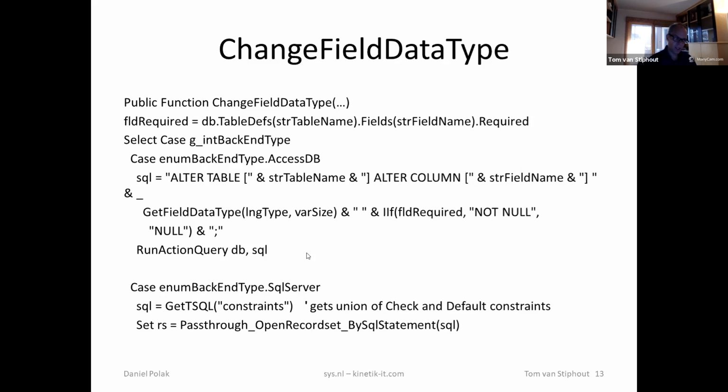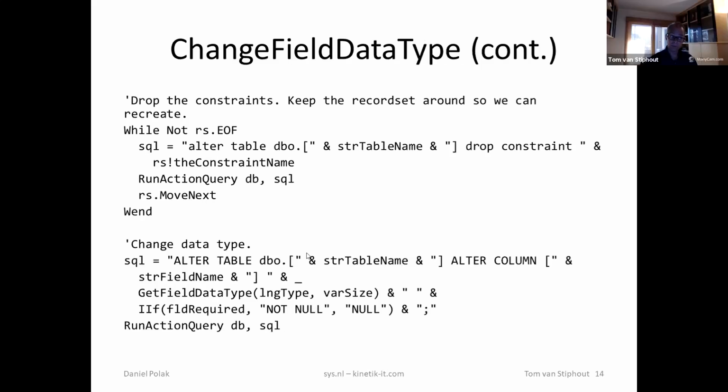So we get a SQL statement. This is kind of pseudo code. It's a fairly hefty union query that I'll show a little bit later. And then we run a pass-through query that gets us that set of constraints, they're called in SQL Server, check constraints and default constraints that we need to drop, because you cannot change the data type of a field that has a check constraint or a default constraint on it. So we just call drop constraint, no big deal.